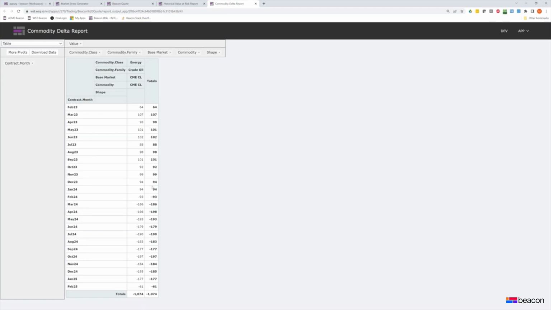And you can see there's a different delta for every different futures contract this portfolio is exposed to, not just one delta for WTI overall. Here there's 2 years worth of monthlies, and so that's 24 different numbers.